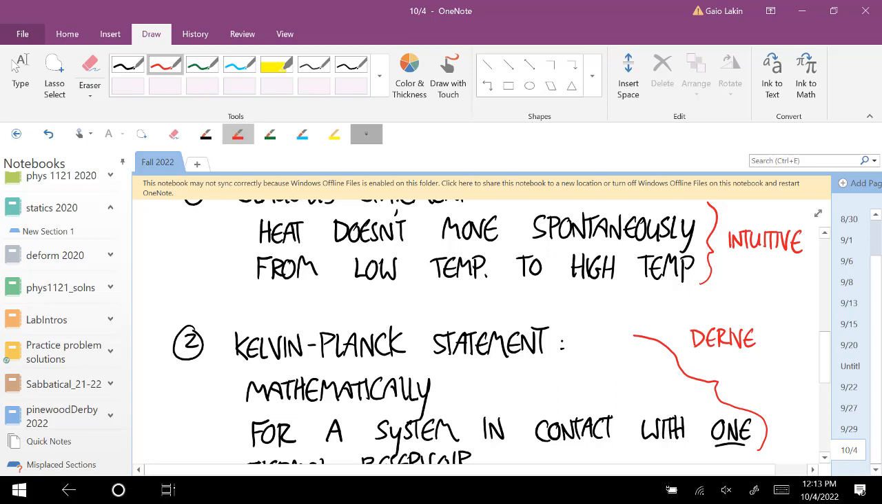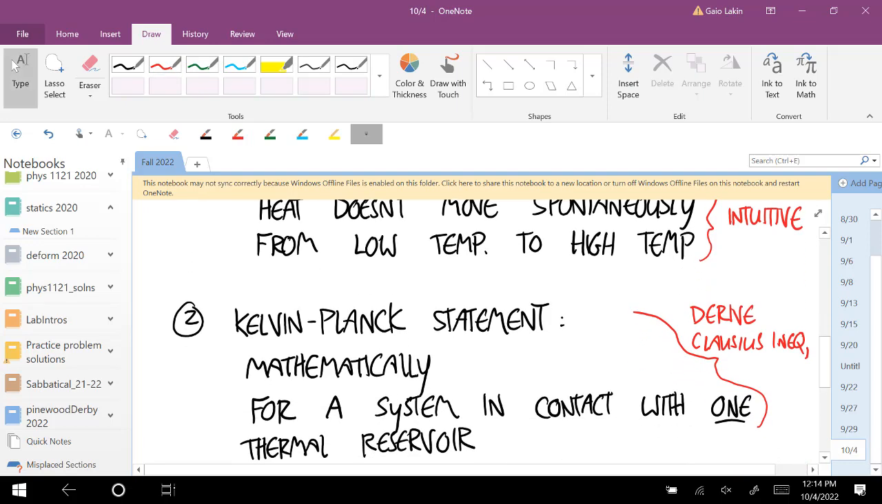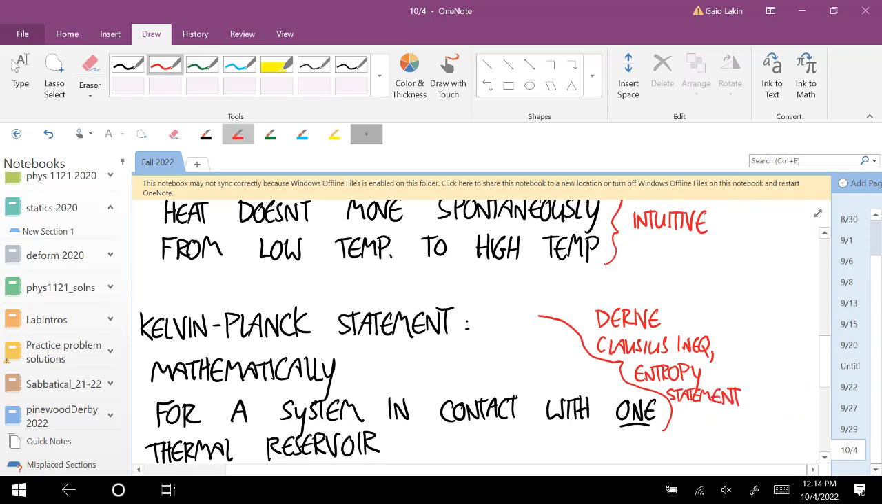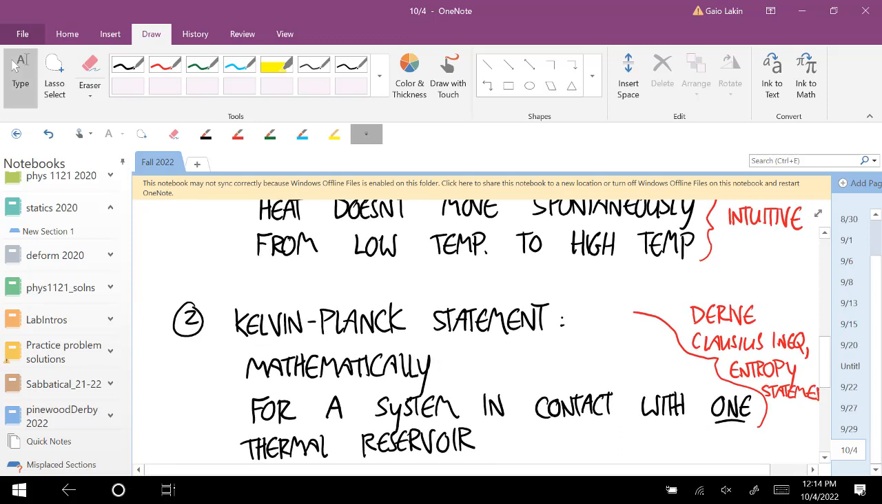So from this you derive what's called the Clausius inequality. That's different than the Clausius statement of the second law. And we'll talk about the Clausius inequality in a while. And then from the Clausius inequality, you can define the entropy statement of the second law of thermodynamics. And that's the one that's mathematically going to be the most useful for us in calculations. Really, the main usefulness of the Kelvin-Planck statement is sort of as this intermediate point that we're going to be able to derive a lot of math from.